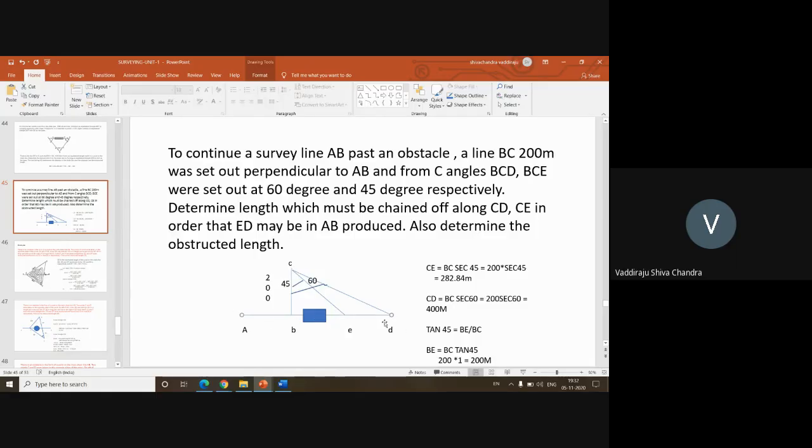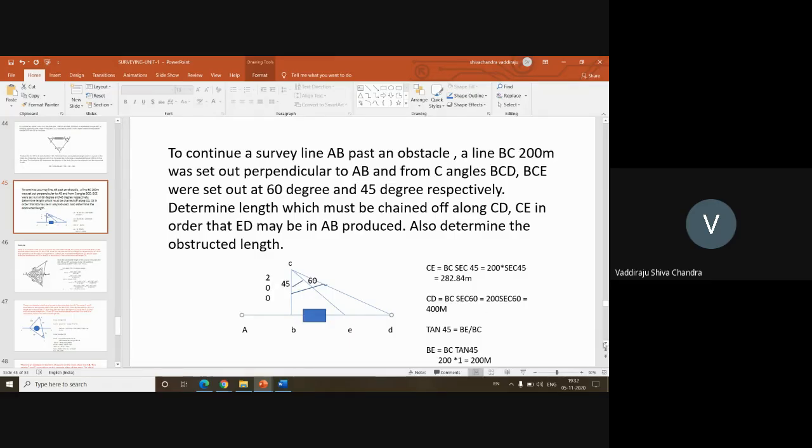What should these lengths be, CE and CD, so that the points E and D lie on the same line when AB is extended? That is what the question asks. It also asks you to determine the obstructed length. Obstructed length is nothing but BE. Here you have an obstruction, so you need to determine the length of BE.